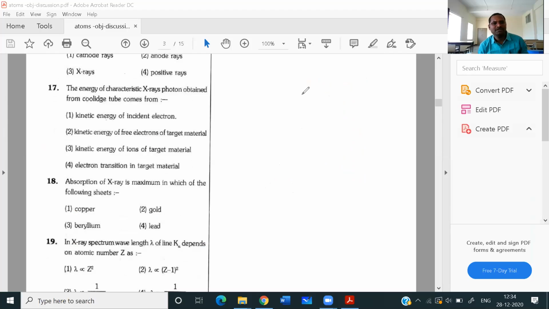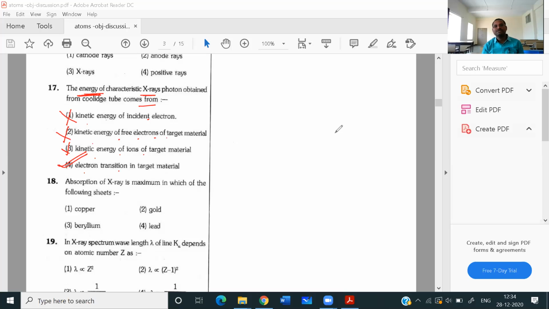See question number 17. The energy of characteristic X-ray photon obtained from Coolidge tube comes from. So how will this energy of X-rays come about? Okay, energy we can obtain from potential difference. See, kinetic energy of incident radiation? No. Kinetic energy of free electrons from a target element? No, wrong. Kinetic energy of ions of a target material? Wrong. Electron transition in target material.